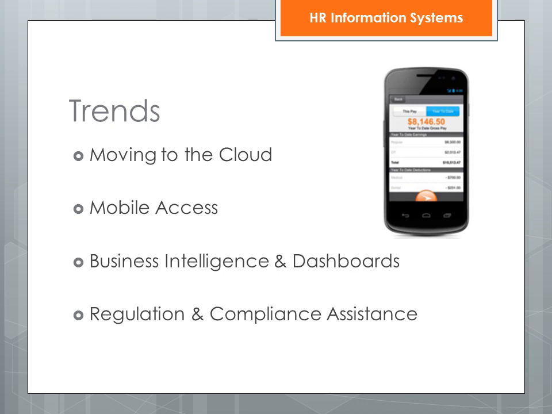There are a few trends in the HR information systems industry that are becoming more prevalent. The first trend is that HR companies are moving to the cloud. This is consistent with other technology industries and should not be much of a surprise. The second trend is an increase in mobile access from providers to both employers and employees. For example, employees may be able to pull up their check stubs directly from their phone.